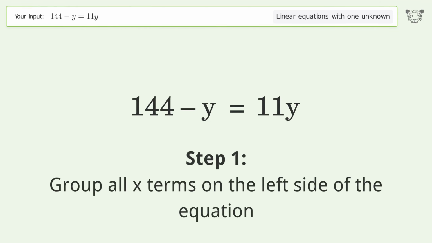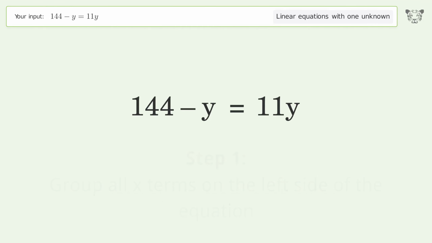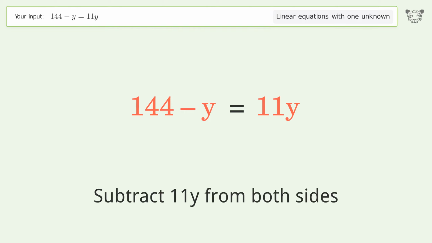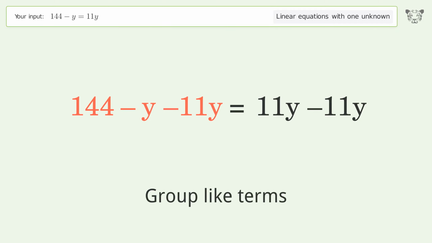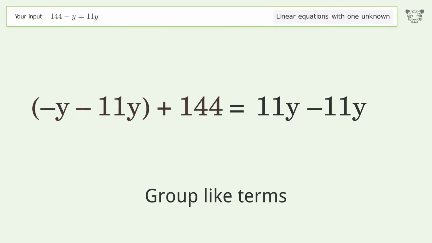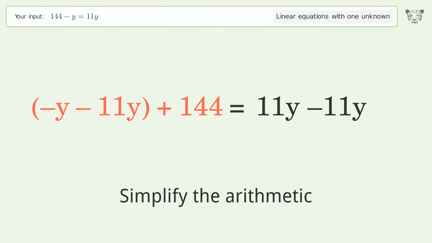Group all x terms on the left side of the equation. Subtract 11y from both sides. Group like terms. Simplify the arithmetic.